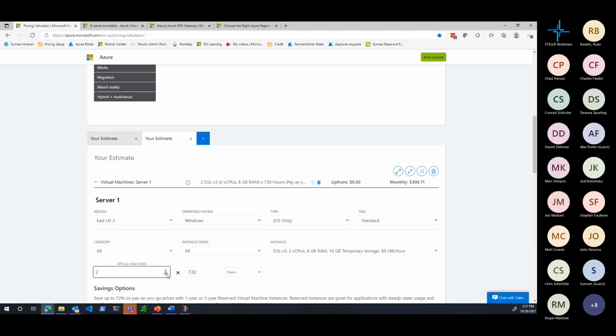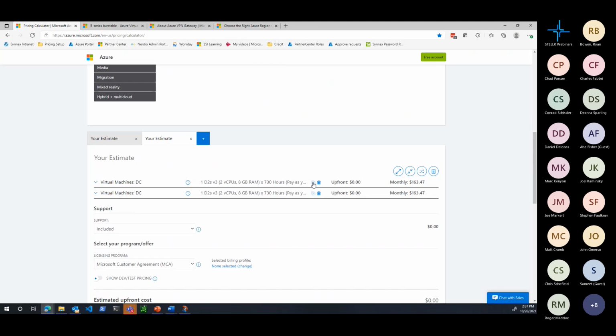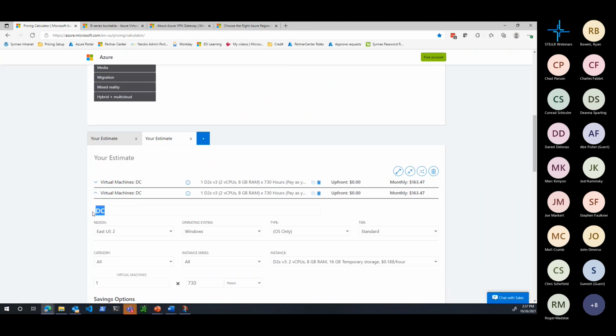If they're exactly the same, and knowing that it's server one, I could say server one and two, if I wanted to. But I'm going to back this off. I'm going to say domain controller, v1 here. And what I'll do is then I will clone this line item. Now I'll come in here, because it's not a domain controller, I want to call this SQL.